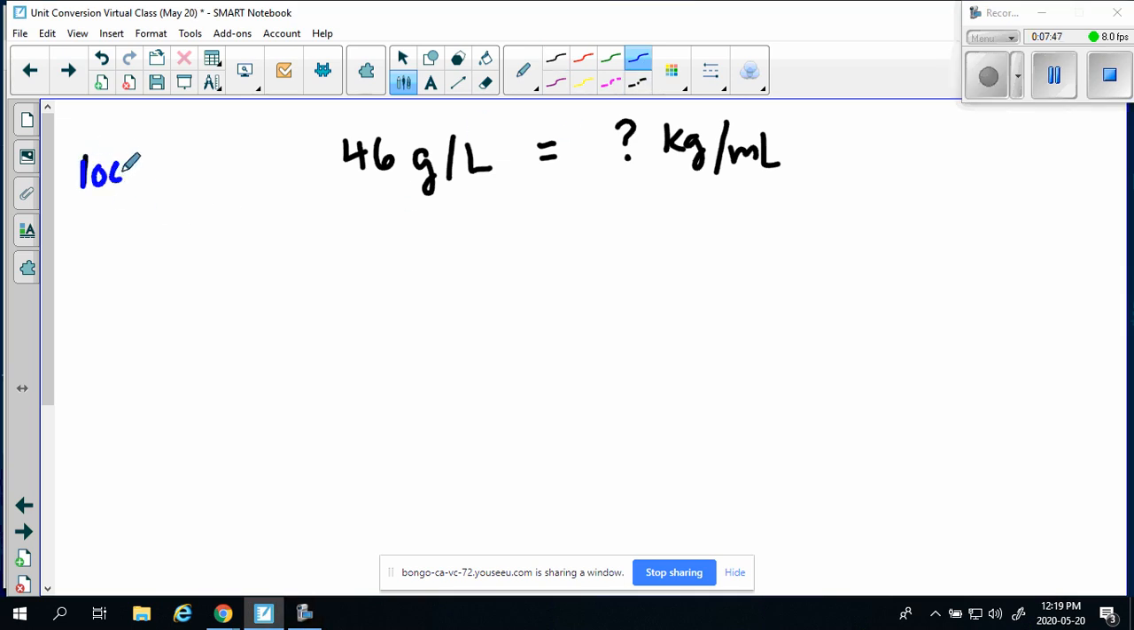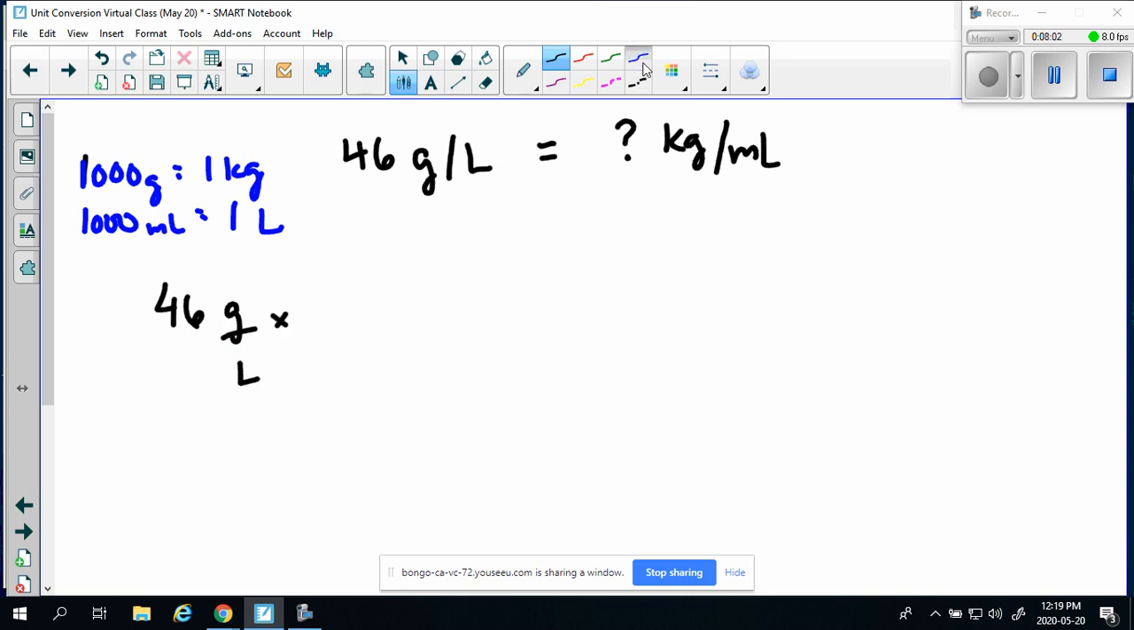So when you're trying to go from grams to kilograms, you would be expected to know that 1,000 grams is 1 kilogram. You'd also be expected to know that 1,000 milliliters is 1 liter. So when I go and set this up, 46 grams over liters, just be careful how you make up these fractions. Grams is in the top, so I'm going to put grams in the bottom so that they cancel out. And then the other one, liters is in the bottom, so I'm going to put liters in the top so that they cancel out.